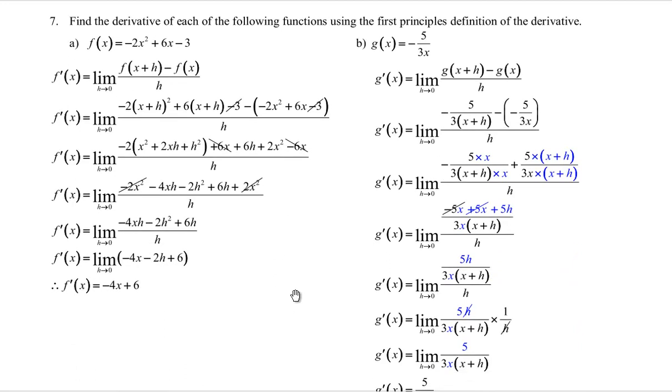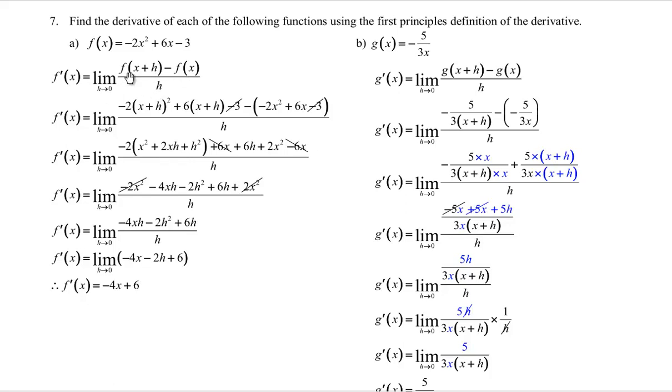And on to the last question, number 7 here. In question number 7, we're given a couple functions and asked to find the derivative of each using the first principles definition. So I've got a polynomial one here and a rational one here. So the polynomial one first, the first principles definition of the derivative is the limit as h tends towards 0 of f of x plus h minus f of x over h.